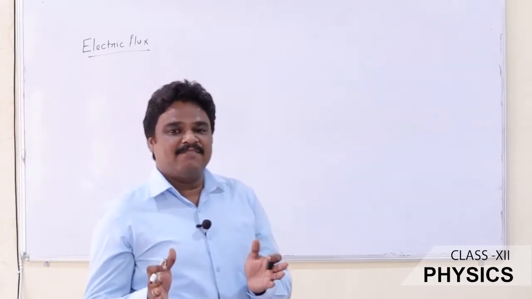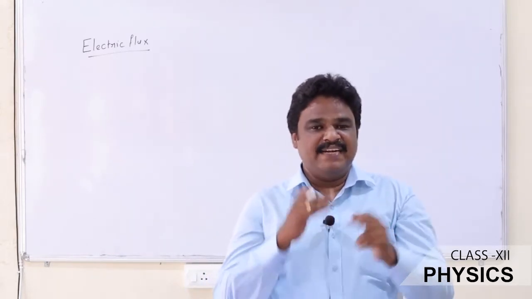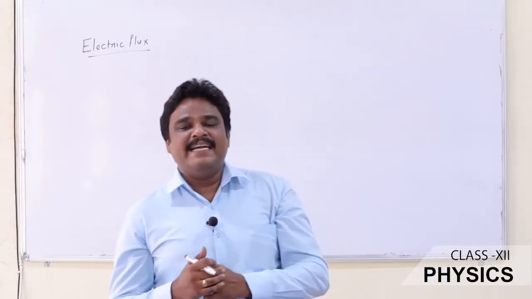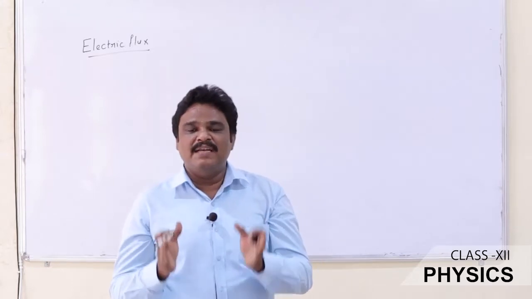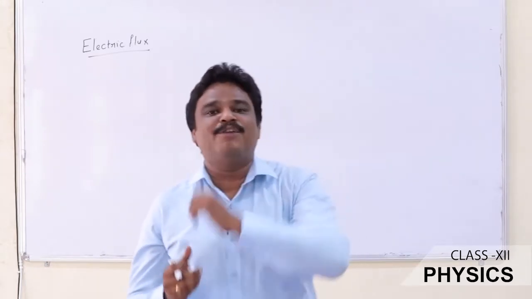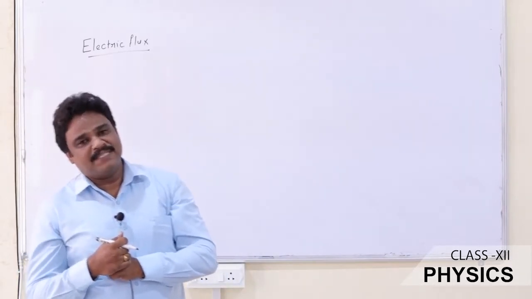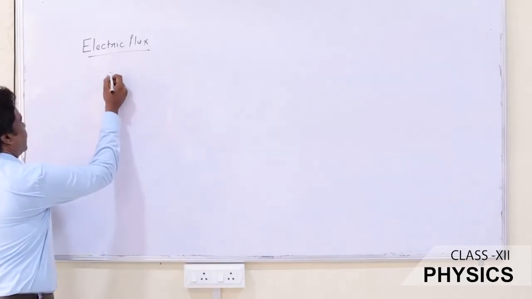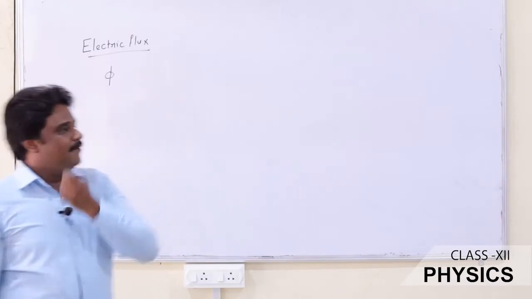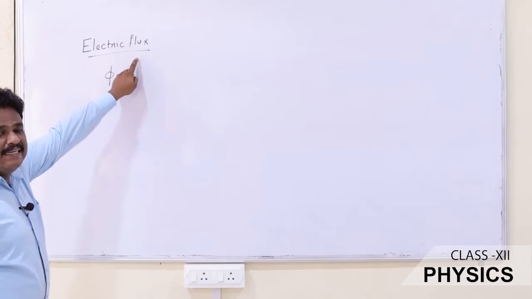So once again, what is electric flux? I can say electric flux is linked with the surface, where the surface is held in an electric field. Then how can I define electric flux? It is the total number of electric lines of force crossing in a direction normal to the surface. Now, what is the symbol for electric flux? Basically, it is denoted by phi. Now, I am going to establish a relationship between electric intensity and electric flux.